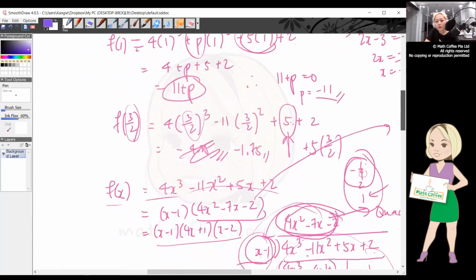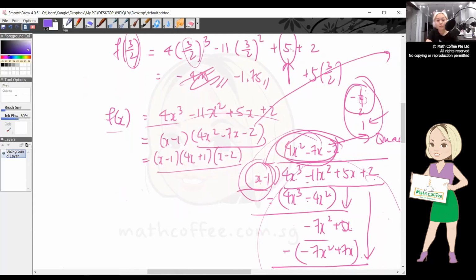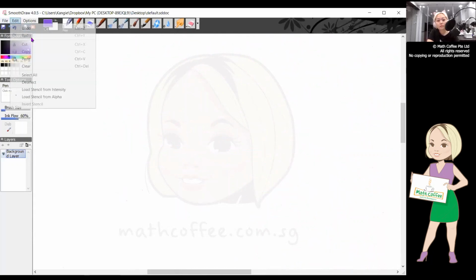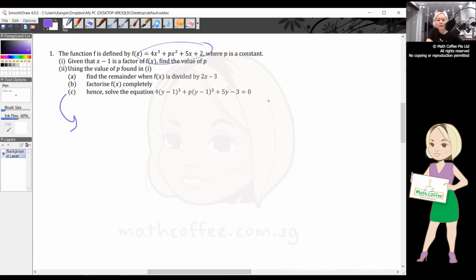So later, just remind me it's x plus 1, x minus 2. Okay. So now part C. You can see when you link this one and this one, you see 4x cubed, this one 4 something cubed. So you know that actually they replace this with y minus 1. Suspect already, right? Then after that, this is minus 11.